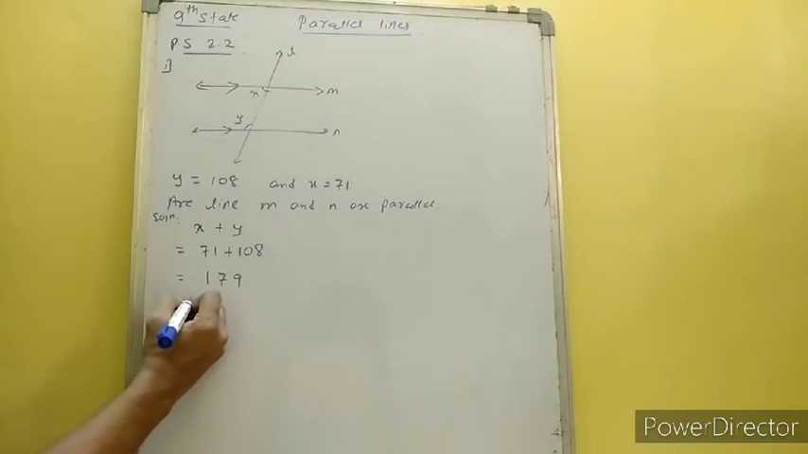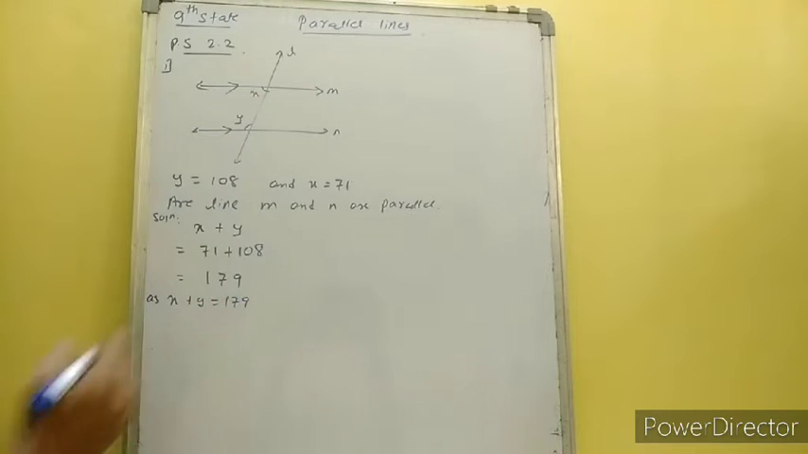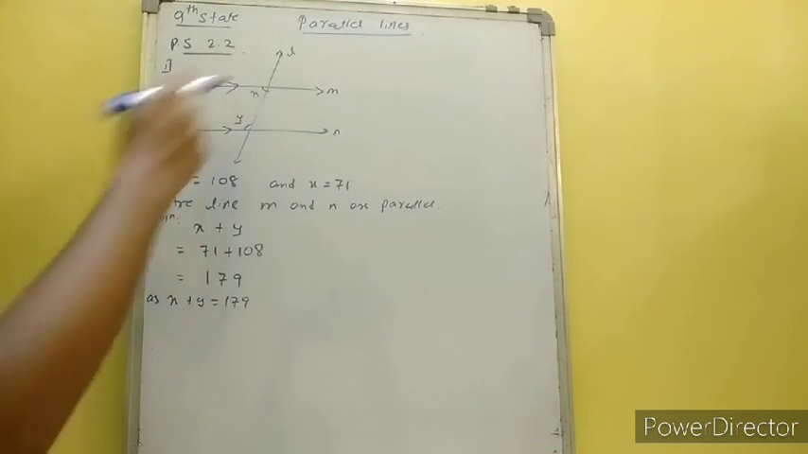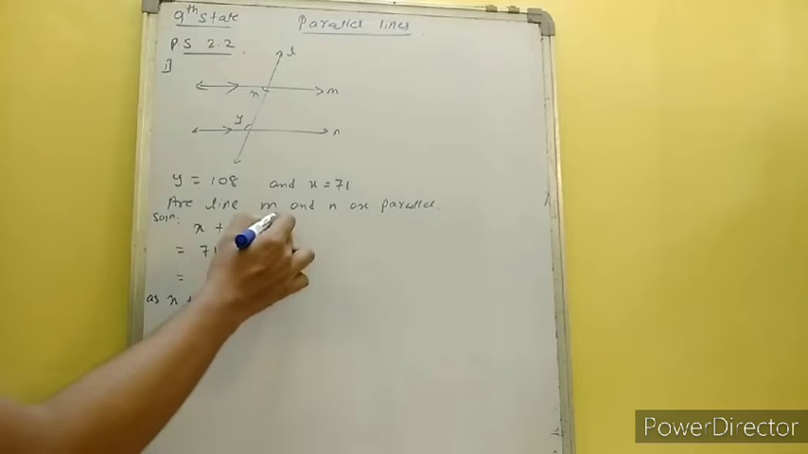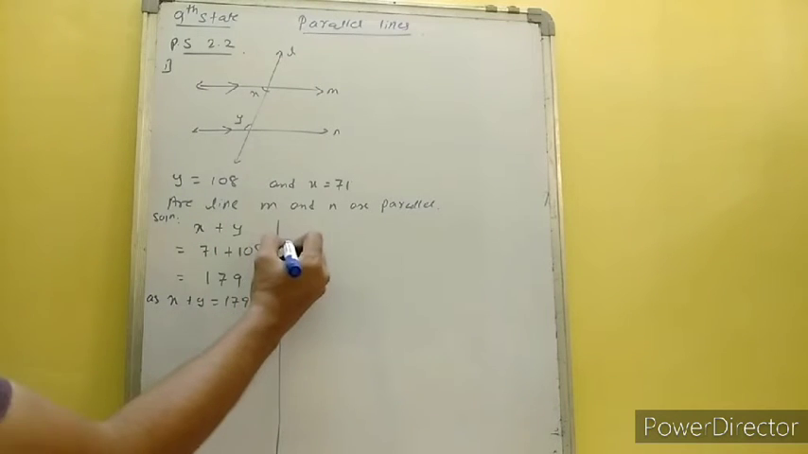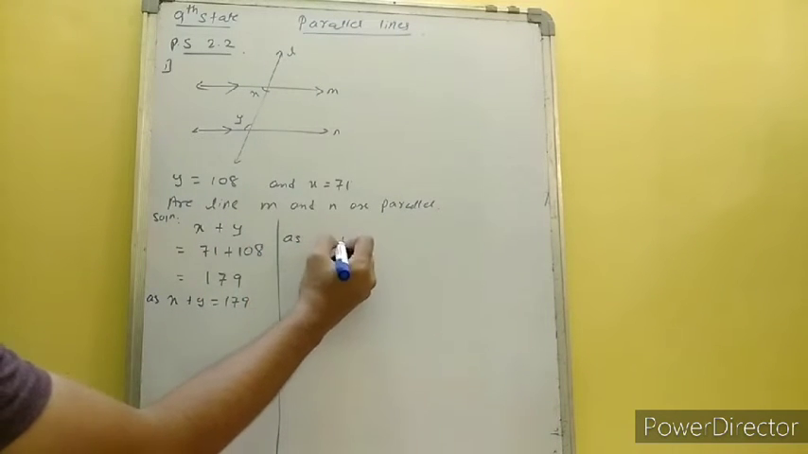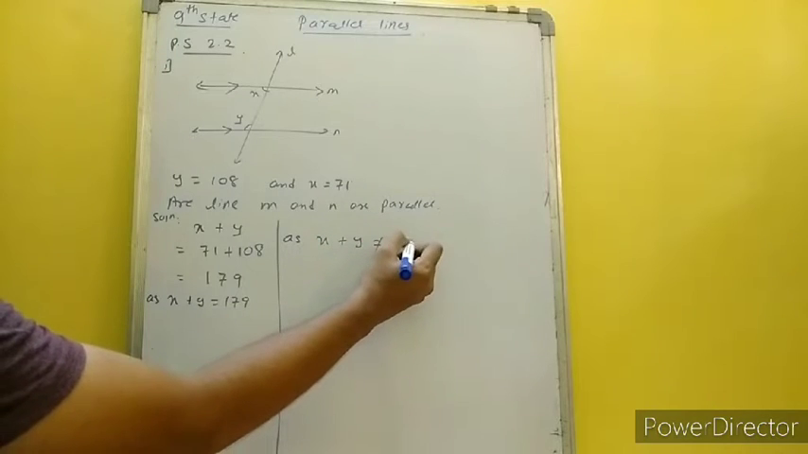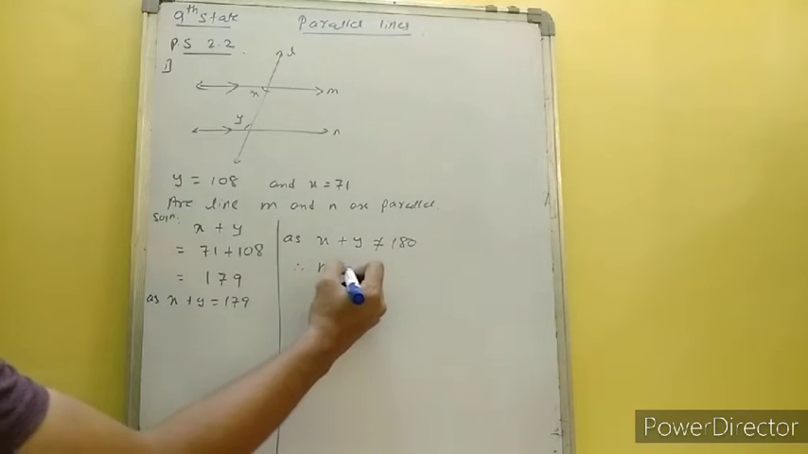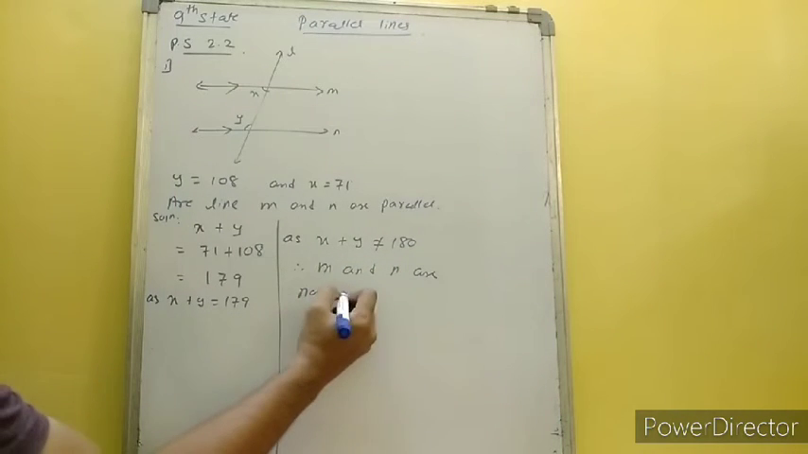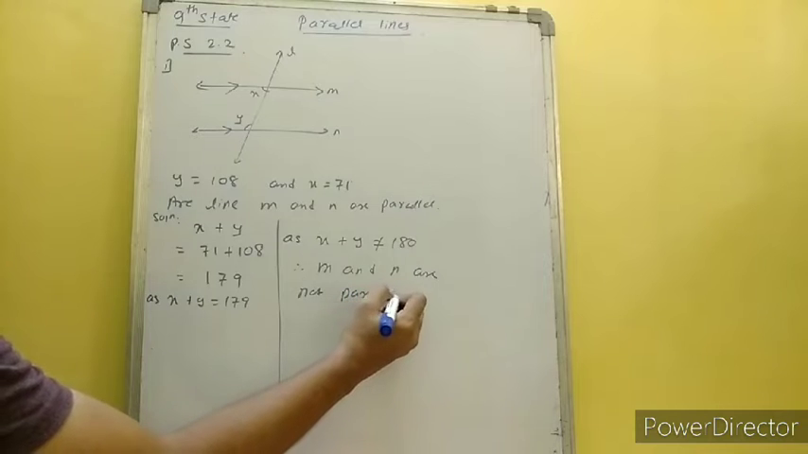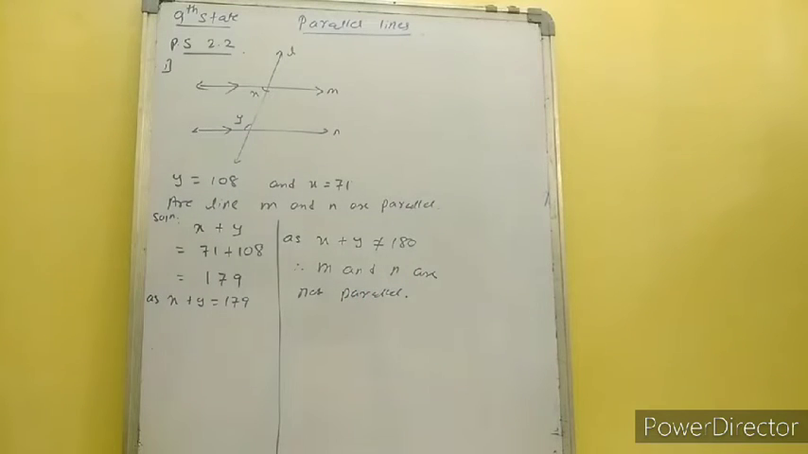So we can say that x plus y is equal to 179 and these are the pair of interior angles, and if interior angles sum to 180 then lines are parallel. But it is not like that. So we can say that as x plus y is not equal to 180, therefore M and N are not parallel. So you can term it like that.